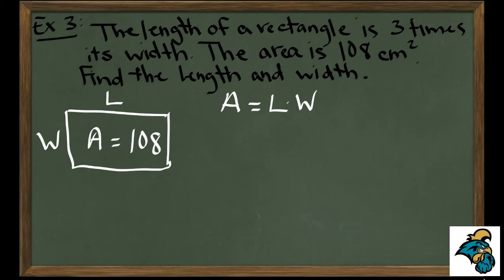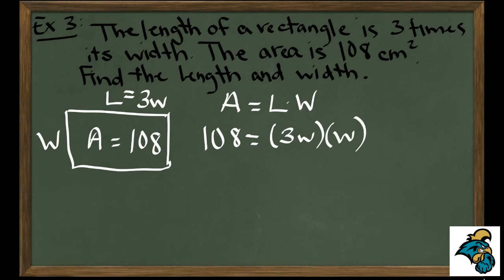In here it tells me the length of a rectangle is, in math, is like an equal sign. So the length is 3 times its width. So we write that as 3w. So I'm no longer going to use this L. I'm going to refer to L as 3w. So now I have area equals length times width, and I can fill it in. Area is 108, equals my length, which is 3w, times my width, which is w. That gives me 108 equals 3w squared.